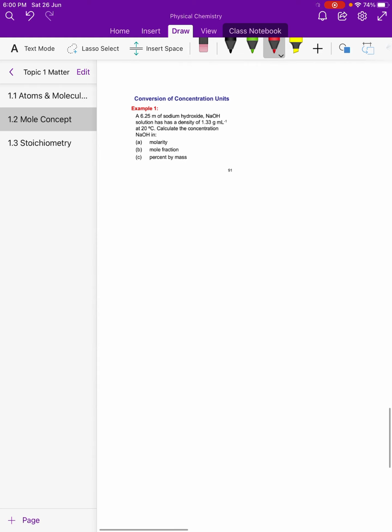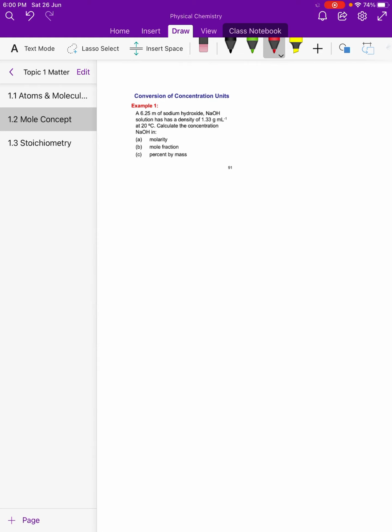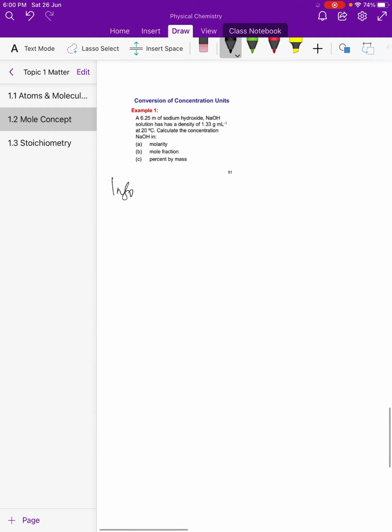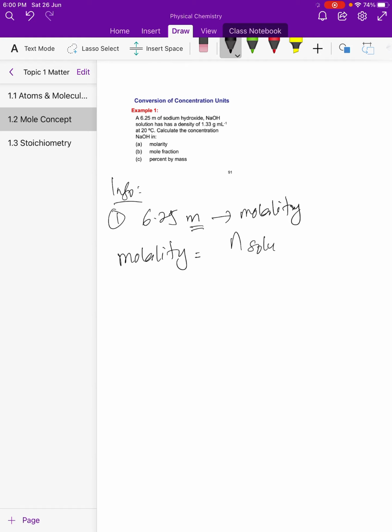So based on this, if we look at the info given, number one, they said 6.25 m. The small m refers to molality. So we define molality as moles of solute divided by mass of solvent, and I have 6.25 molal. Okay, that is the first info.